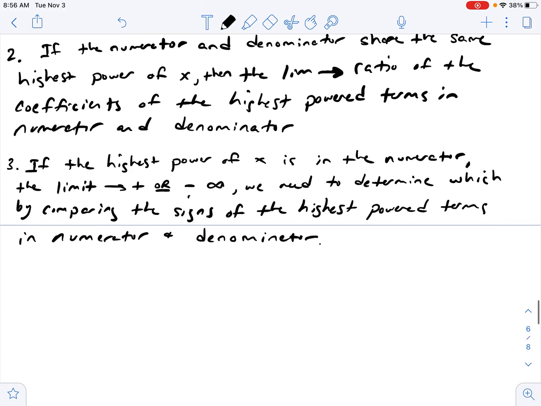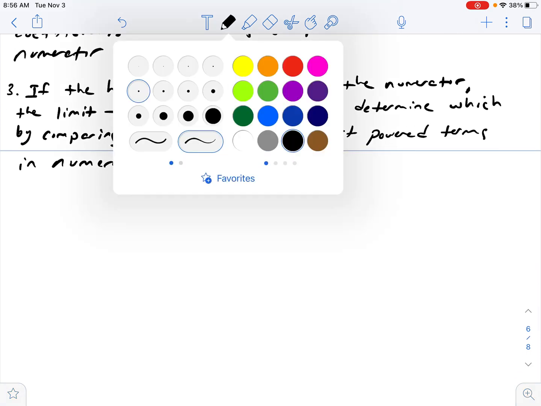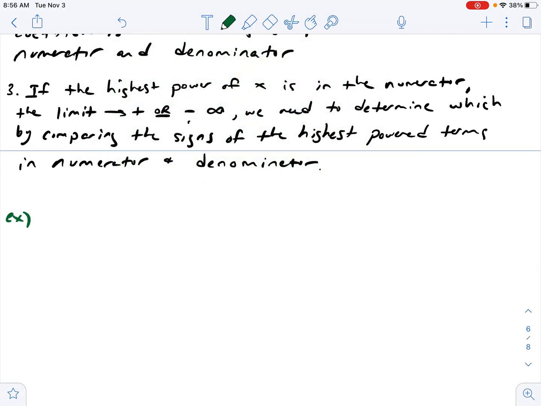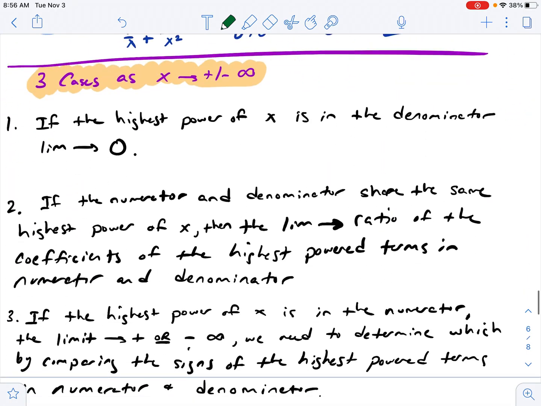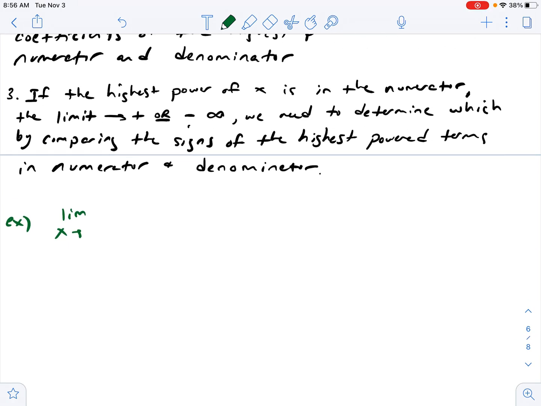Let's do like 3 more examples now, or 4 more examples using this more analytic approach. So the limit, the algebra up above was just to show you why we get these results. Now let's take a look at the limit as x approaches infinity of, say, x minus 2x squared plus 3 over 1 minus 3x squared.